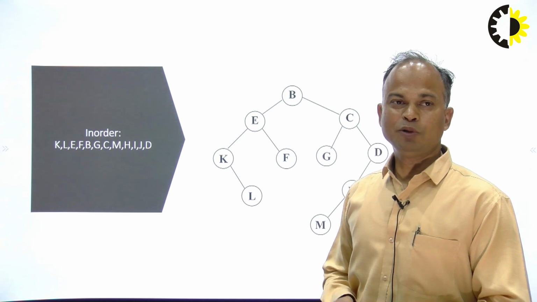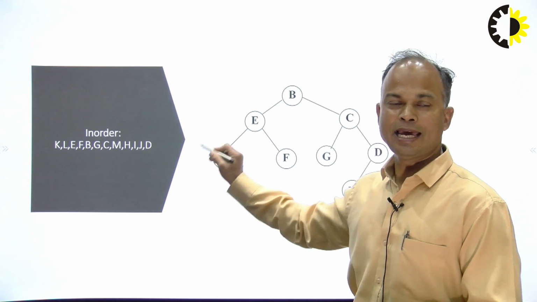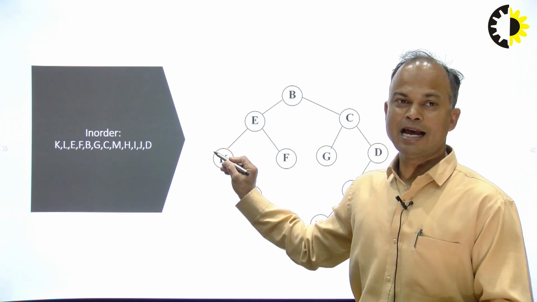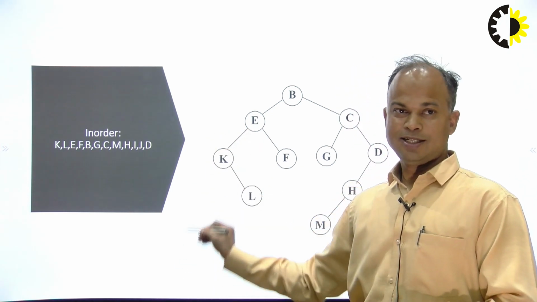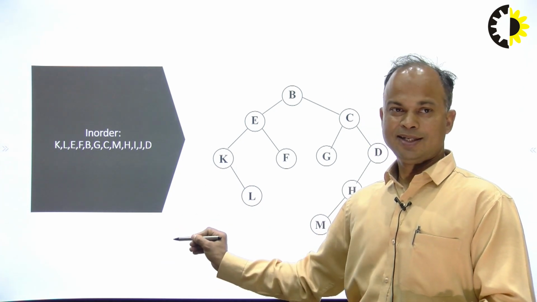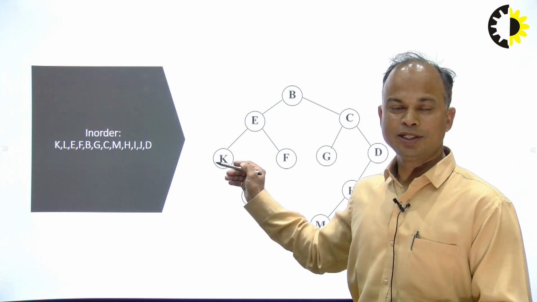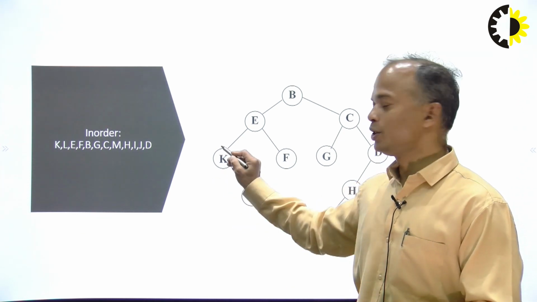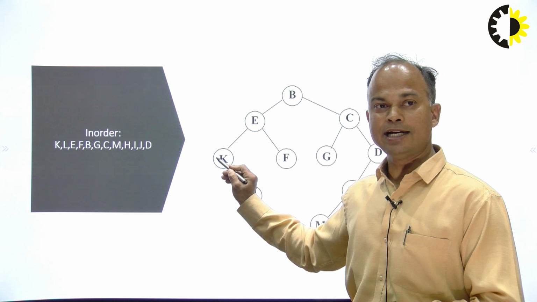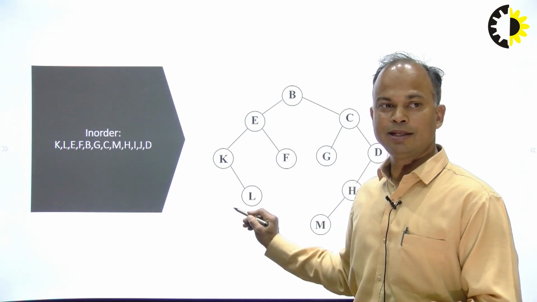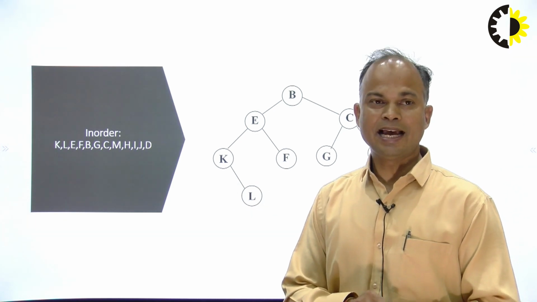Now go to the left subtree. K is my left subtree, and it does not have any left part. So no left part is here. After the left part, we need to visit the root. K is the root, so we have visited K. Now the next thing is to visit the right subtree in in-order sequence. L is the right subtree, so we have visited K and L.